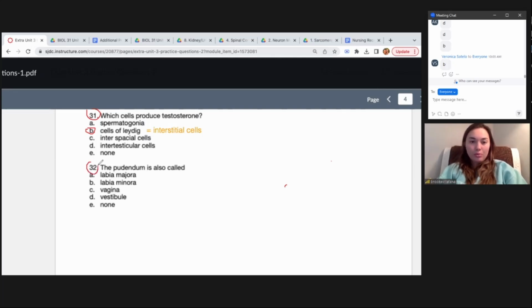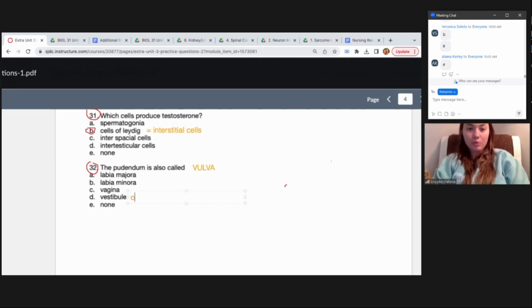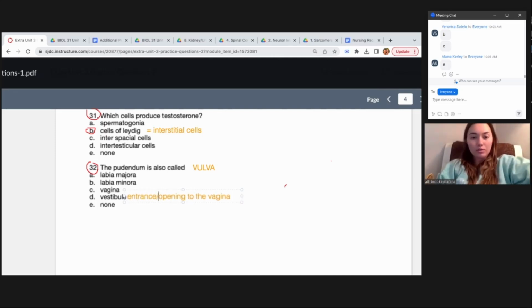Question 32. The pudendum is also called the... Good. You guys know it's also called the vulva. The vestibule is the opening to the vagina. So like the entrance or opening to the vagina is the vestibule. Okay.